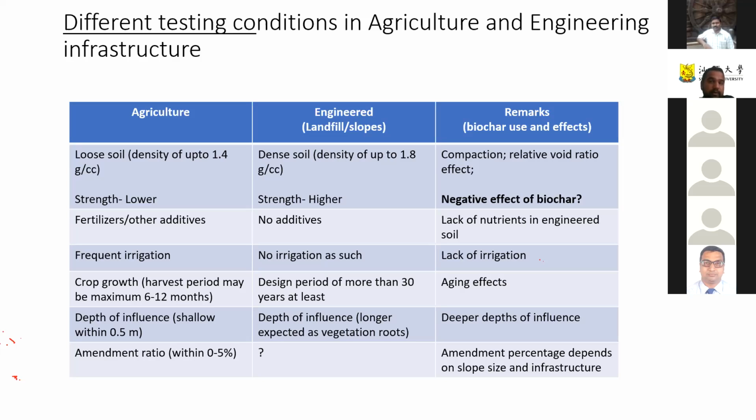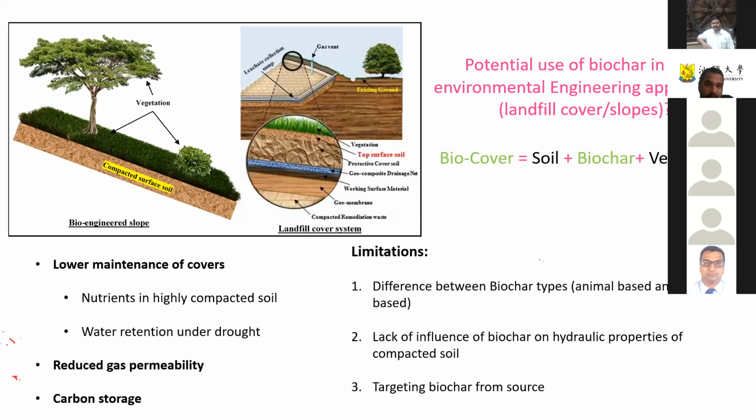So some biochars can even have a negative impact on soil, and even on vegetation growth, which we have found in our results. So before we put it into practice, when we do our research, we have to be very specific about which kind of biochar we need, and what the specifications and guidelines are. In general, we like to propose biocover, which includes not only vegetation and soil, but also biochar.